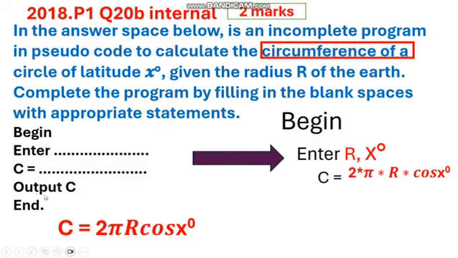Then from there we are going to write the output C, which is just there. Okay, we display the circumference. So output circumference, then stop. So this is the end of the answer. So we have answered our question 1.